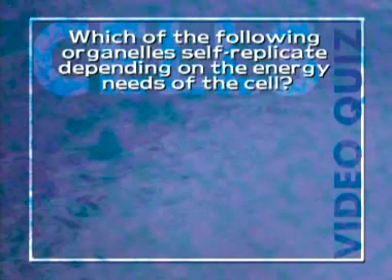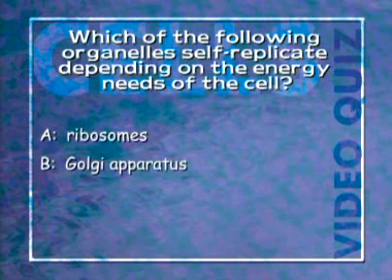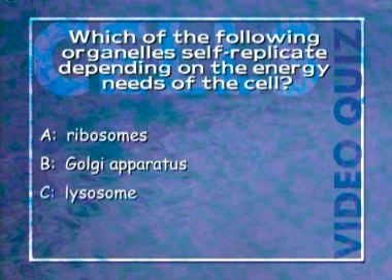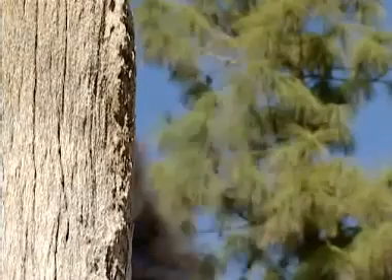Being a great detective, you really need to figure out what is going to happen before it does. Let's see if you can figure out what this next question is. Question 11. Which of the following organelles self-replicate depending on the energy needs of the cell? A. Ribosomes. B. Golgi apparatus. C. Lysosome. Or D. Mitochondrion. Well, are you on your ways to becoming great detectives? Why don't you write down your answers, and we'll find out later.